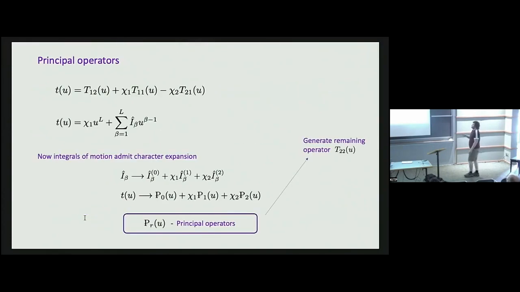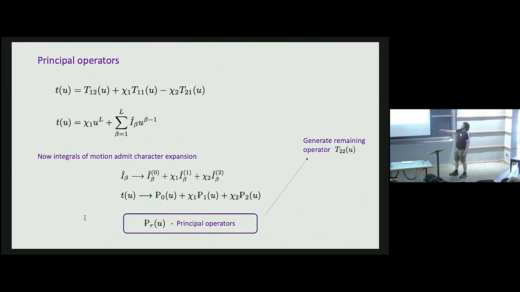Okay, so now I can introduce our main players, which are the principal operators. So as I showed you on the last page, the transfer matrix has this expansion into characters. Okay, and the transfer matrix also has an expansion into integrals of motion. So what I want to do is essentially combine these two expansions.